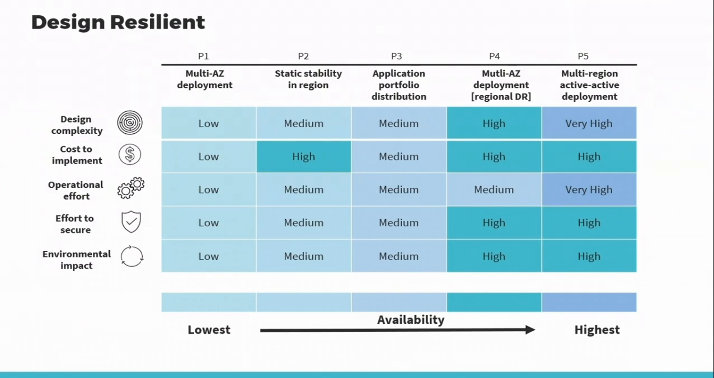Let's go to P5 on the far right and notice that this is a multi-region active-active deployment, and this is indicative of all of the big cloud providers like AWS and Azure, where the design complexity is very high. The operational effort is quite expensive. There's a high cost to implement, a high effort to secure, and it has a higher environmental impact. But from a resiliency standpoint, it offers the highest availability.